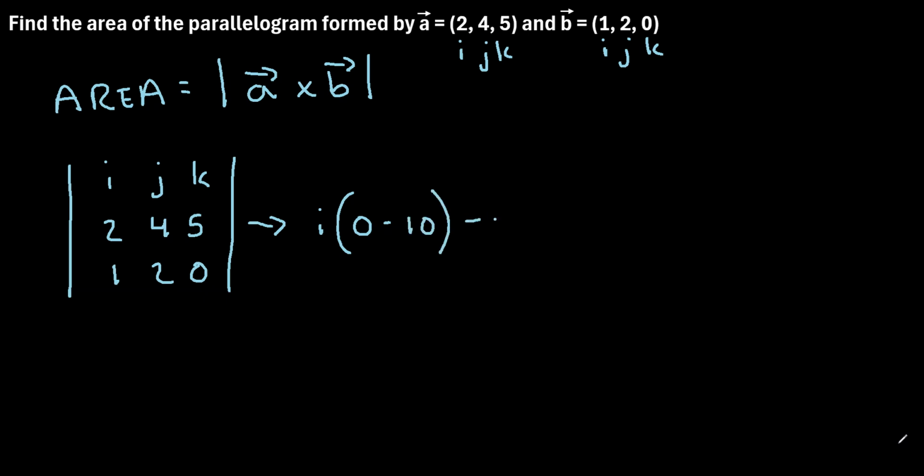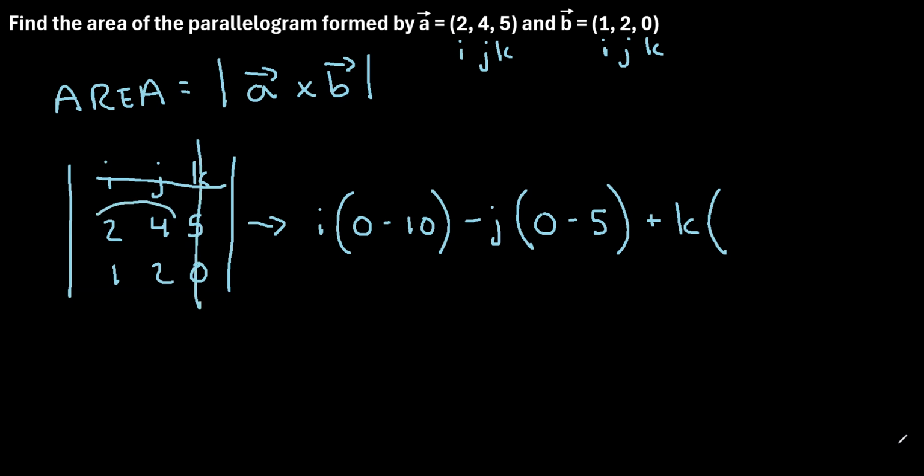Okay, next we subtract J, and then we're going to do the same process where we temporarily eliminate the row and the column that contains J, and then we just find the determinant of the remaining 2 by 2 matrix. So that would be 2 times 0, which is also 0, minus 5 times 1, which is just minus 5. And then lastly, we have plus K, and we'll use the same process where we'll say, let's temporarily eliminate the row that contains K and the column that contains K. And let's find the determinant of this 2 by 2 matrix. So that would be 2 times 2, which is 4, minus 4 times 1, which is 4.